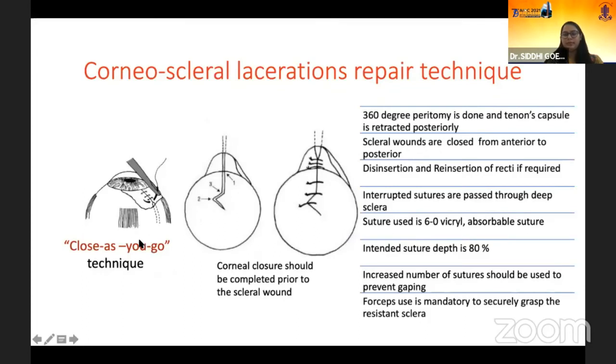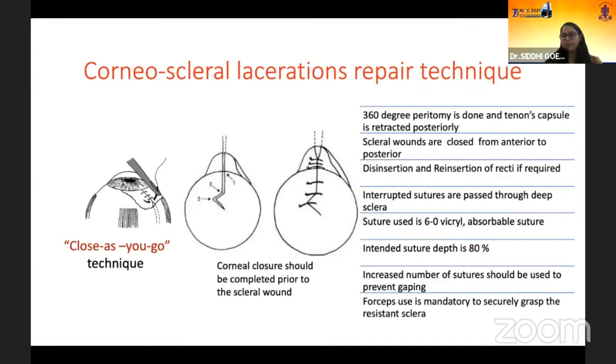Now, I would like to discuss corneoscleral lacerations. How do we manage them? A 360-degree peritomy is done and the Tenon's is retracted posteriorly. The scleral wounds are closed with the close-as-you-go technique. If there is a rectus that comes in between, disinsertion and reinsertion may be done.